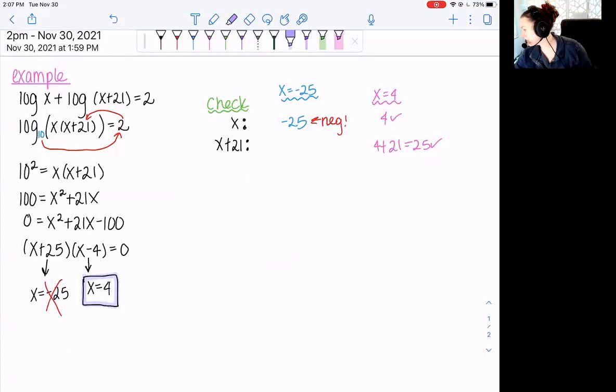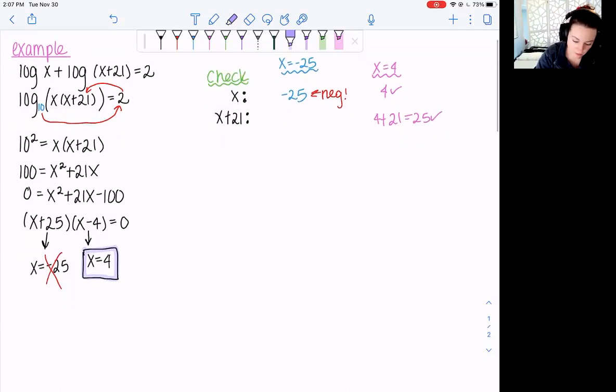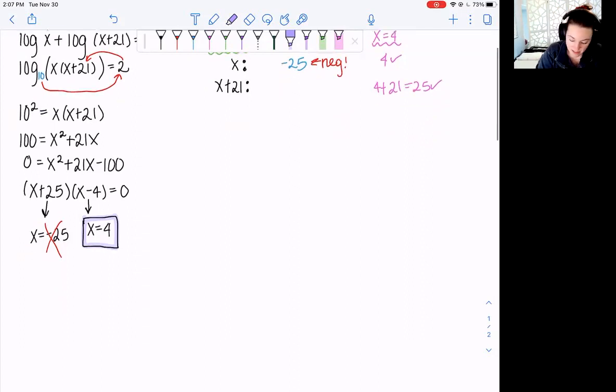Where's all my awful notes? Not that one, not that one. Why can't I just have a nice organized desk? Real quickly, like I said, you can see this happen with ln's. What was I doing?